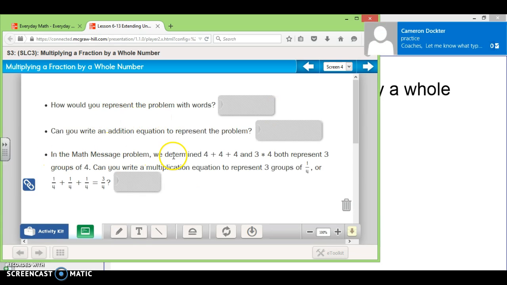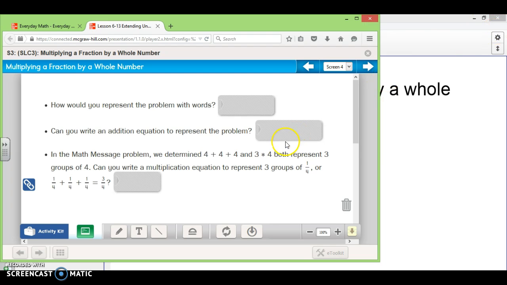In the math message problem, we determined 4 plus 4 plus 4 and 3 times 4 both represent 3 groups of 4. Can you write a multiplication equation to represent 3 groups of 1/4, or 1/4 plus 1/4 plus 1/4 equals 3/4? So 3 groups of 1/4, we'd write this as 3 times 1/4 equals 3/4. So it's just like from that math message. 1/4 plus 1/4 plus 1/4 is 3/4 because there are 3 1/4s, so we write that as 3 times 1/4.